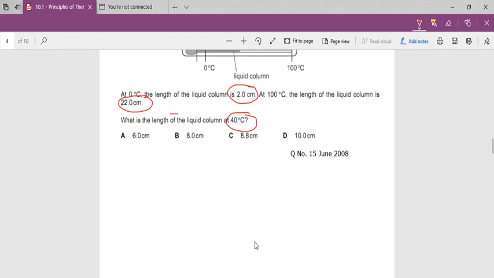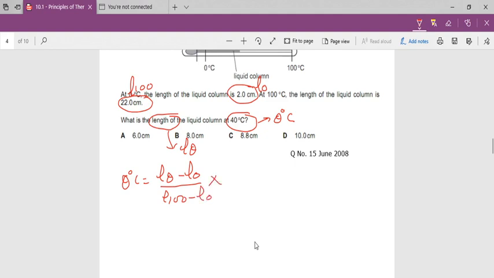What is the length? So this is marked as L0, it should be marked as L100. This is the theta degree centigrade and this one is required. It means that L theta is required. Formula: theta degree centigrade is equal to (L theta minus L0) over (L100 minus L0) into 100. So we will proceed.